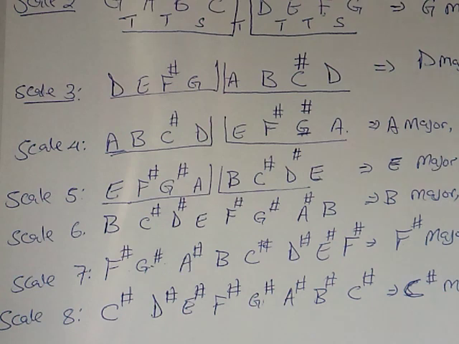We have scale number 5, which is E major. We have sharpened D. Scale number 6, we have B major. We have sharpened A. Scale number 7, we have F sharp major. We have sharpened E. And scale number 8, we have C sharp major. Notice that we always sharpen the 7th degree in order to obtain a major scale.